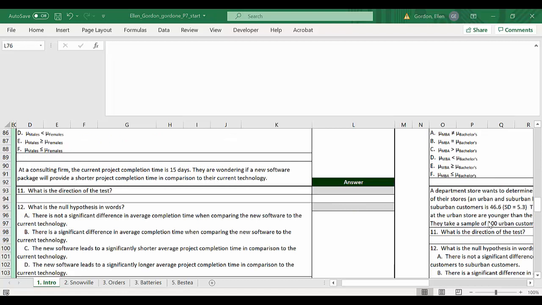All right, moving on to the next question. It reads, at a consulting firm, the current project completion time is 15 days. They are wondering if a new software package will provide a shorter project completion time in comparison to their current technology.